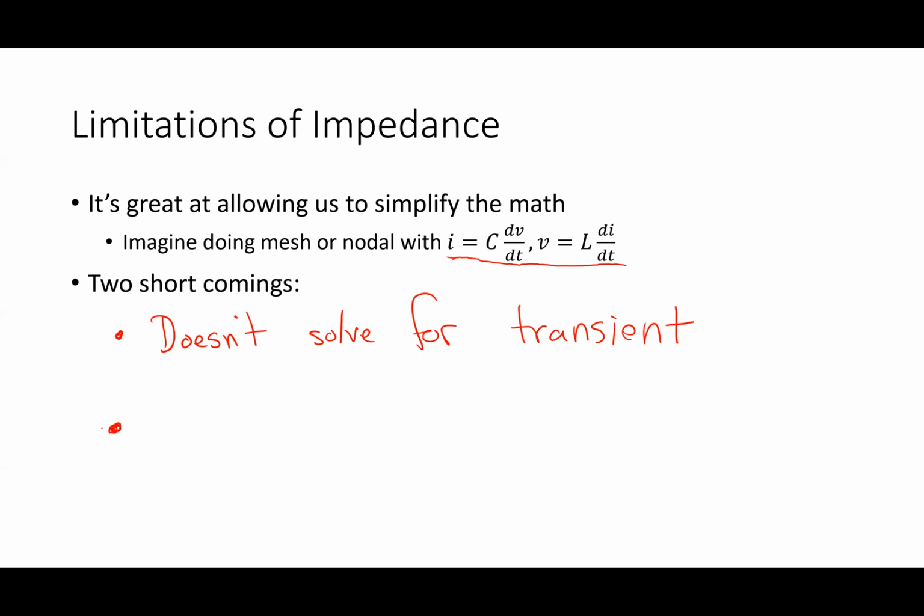What type of inputs were assumed to make impedance work? Sines and cosines. In other words, only sines and cosines are the only sources allowed.